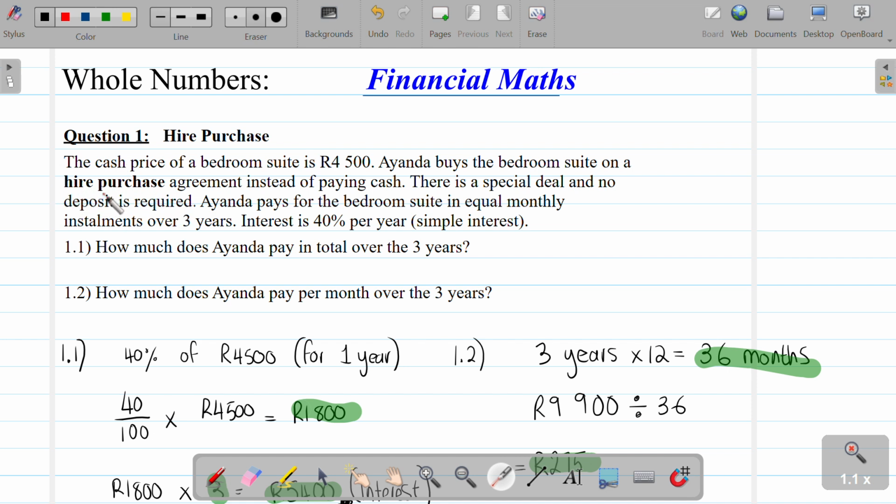Remember, what does deposit mean? Deposit is an amount that you basically pay up front so that the amount that you are paying off is not as much or as big, right? Ayanda pays for the bedroom suite in equal monthly installments over 3 years, and interest is 40% per year and is being charged at simple interest. They actually didn't need to put simple interest here. Why? Because hire purchase is always calculated on simple interest.